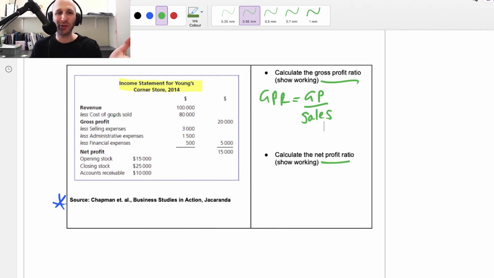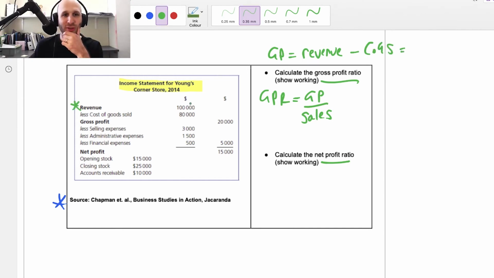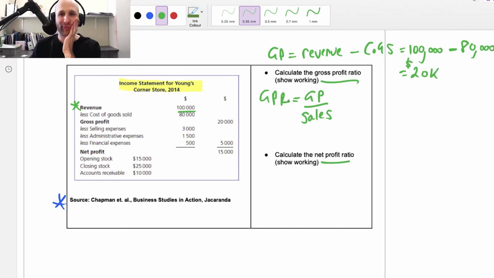sales. We don't know what gross profit is here, so we'll go back to gross profit. That's going to equal revenue minus COGS. My revenue is 100K. So 100,000 minus cost of goods sold of 80,000 will equal 20K, and that's dollars. So gross profit is 20,000.